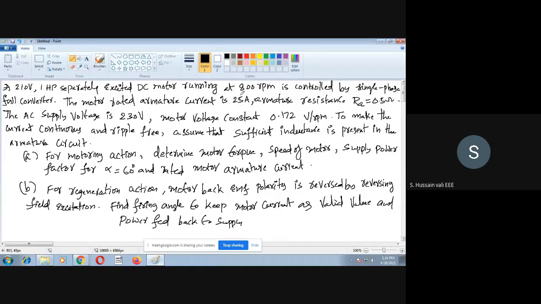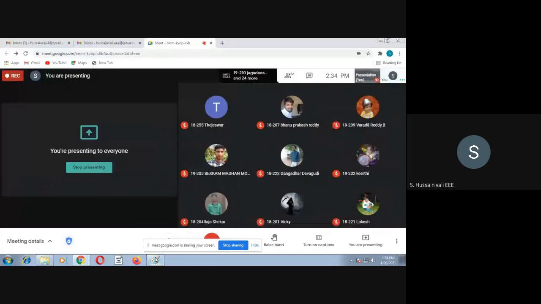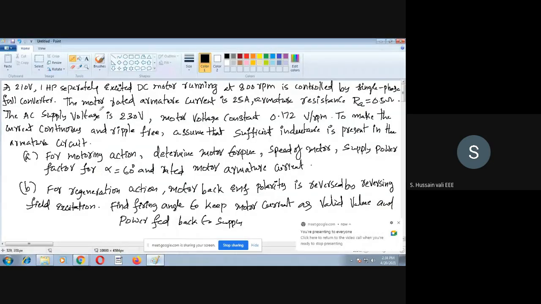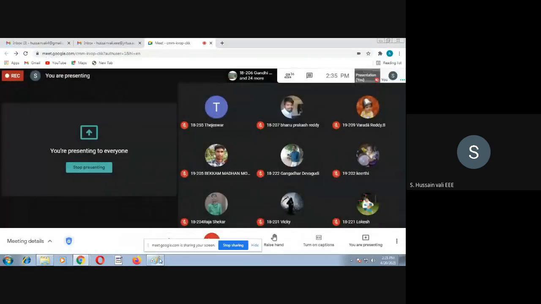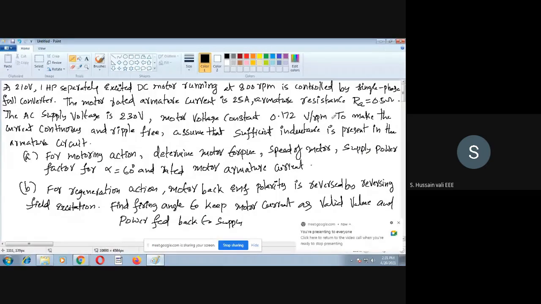A motor running at 800 rpm is controlled by a single phase full converter. The motor rated armature current is 25 amp, armature resistance is 0.5 ohm, the AC supply voltage is 230 volt, and the motor voltage constant is 0.172 volt per rpm. To make the current continuous and ripple free, assume that sufficient inductance is present in the armature circuit. Okay, so you have two parts in this question.